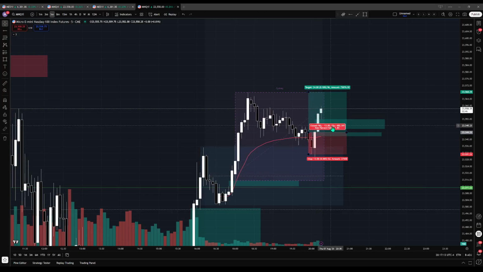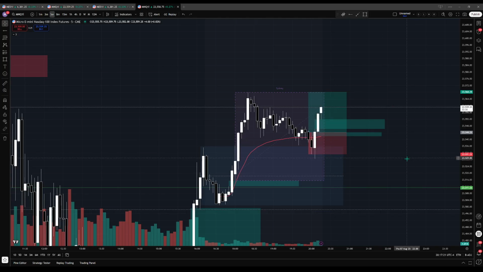I do expect pullbacks and for these zones to also be mitigated in this session before continuing up. So we could definitely be in this range for a while. And I'm going to move into Quant Tower for a moment. You'll still see TradingView here.